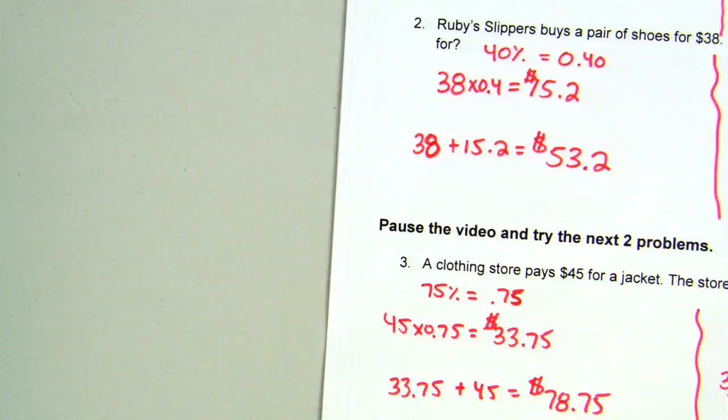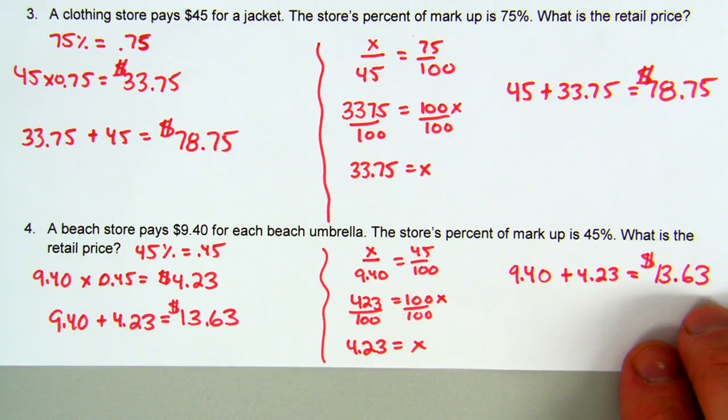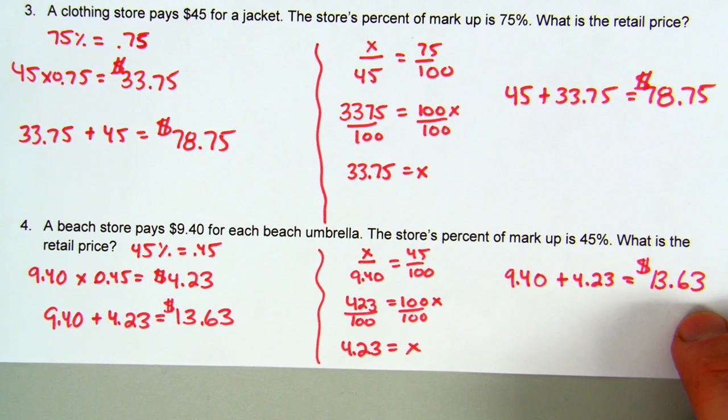Alright. And you can do either, hopefully you did either way. You should have gotten the same answer no matter which way you did it. But you should get an answer of $78.75 for number 3 and $13.63 for number 4.